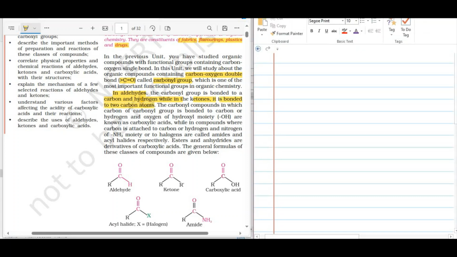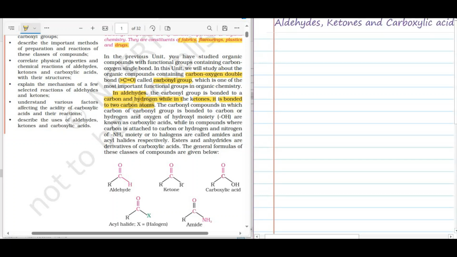So let's try to understand the difference between aldehyde and ketone. Here this is carbon and it is bonded to oxygen by a double bond. And these are the two valencies of carbon. So this is the carbonyl group.